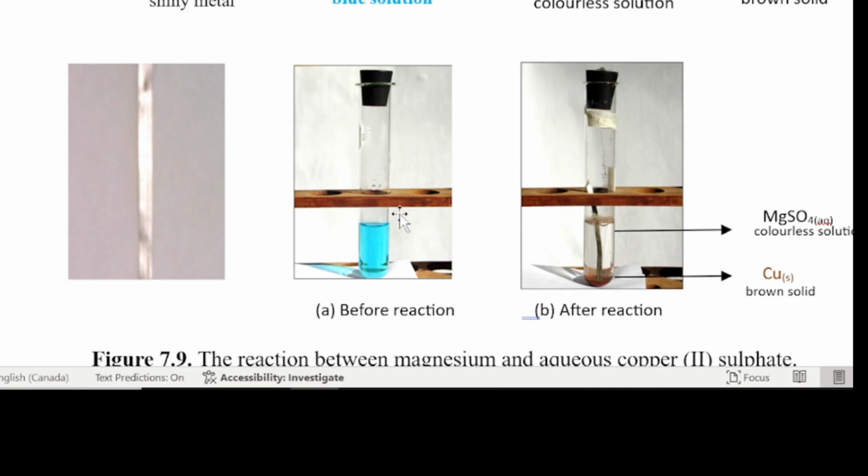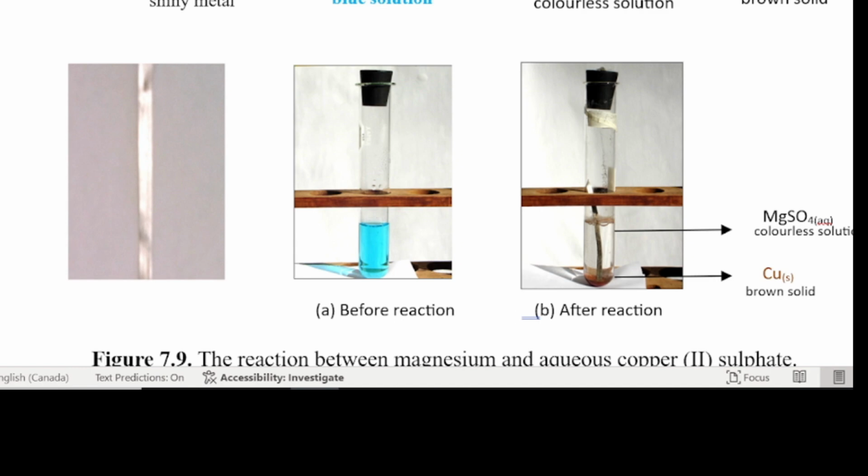If you leave this overnight and you come back next day, you will see a deposit of brown copper at the bottom, and this solution gets clear. And why do we get this change here? Because this is blue, and the new compound that is formed is called magnesium sulfate, and that's colorless. And this, of course, is brown. So the blue solution is changed to a colorless solution, and metallic magnesium gets inside the solution, and this copper here gets displaced. Why does this happen? Because magnesium is more reactive than copper.